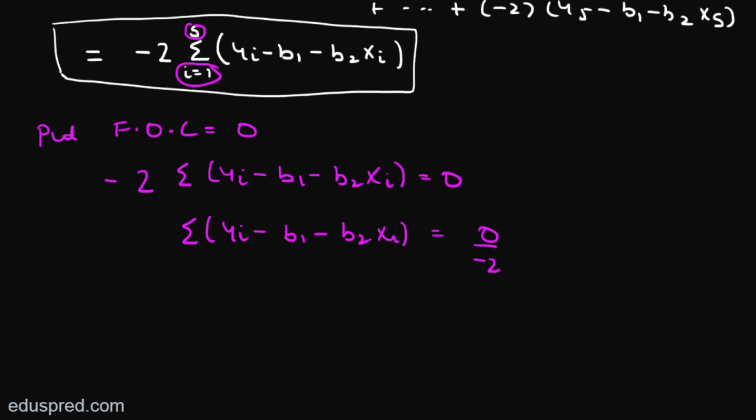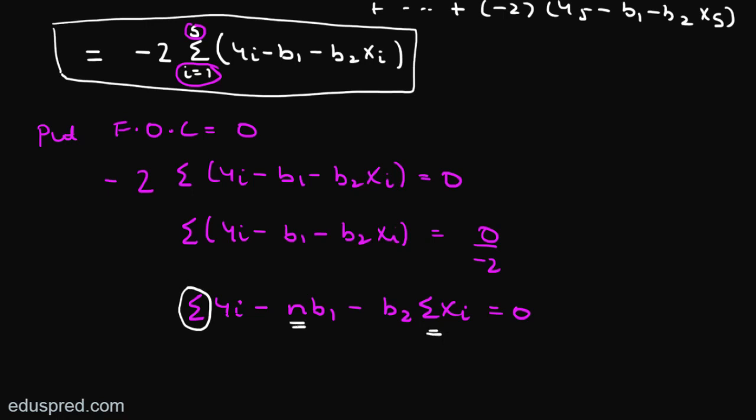So this is equal to summation yi minus b1 minus b2 xi equal to 0 divided by minus 2, so the right side is 0 only. And we get summation yi minus n b1 minus b2 summation xi equal to 0. Now note that you understand this well. So I have put a summation sign here with y, an n here, and a summation sign here.